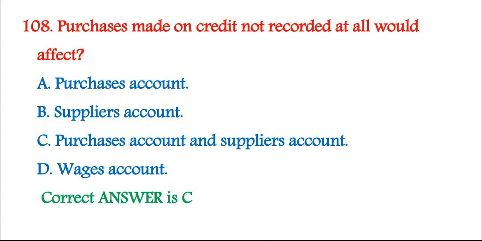108. Purchases made on credit not recorded at all would affect A. Purchases account. B. Suppliers account. C. Purchases account and suppliers account. D. Wages account. Correct answer is C.